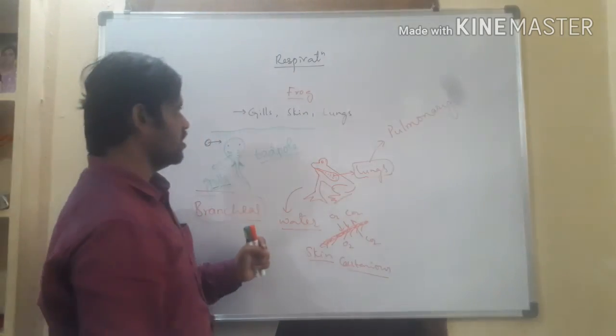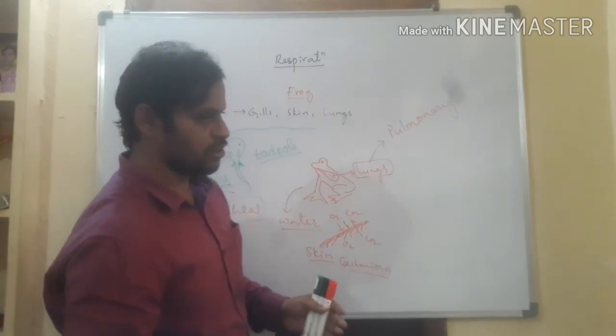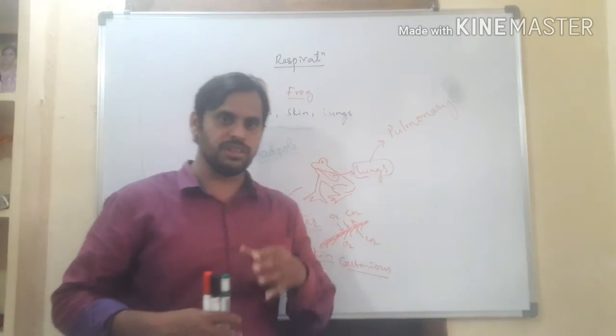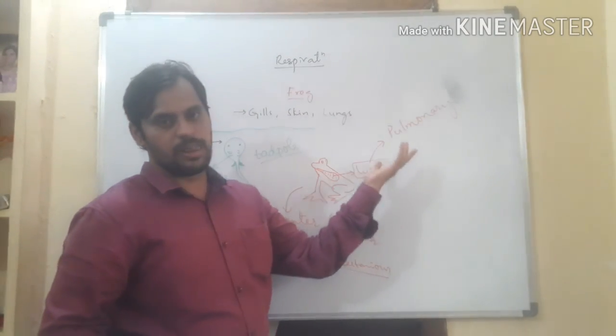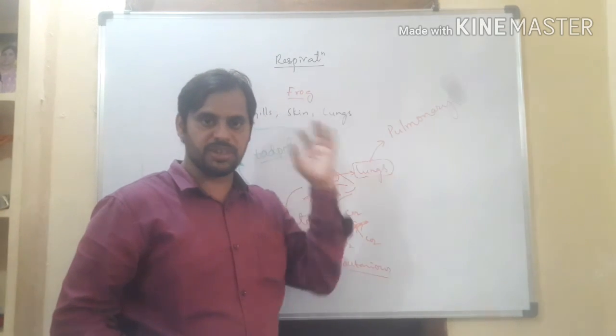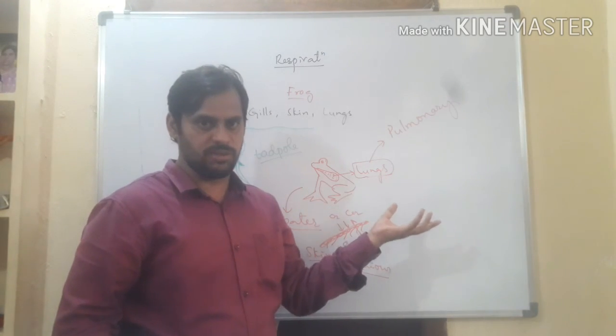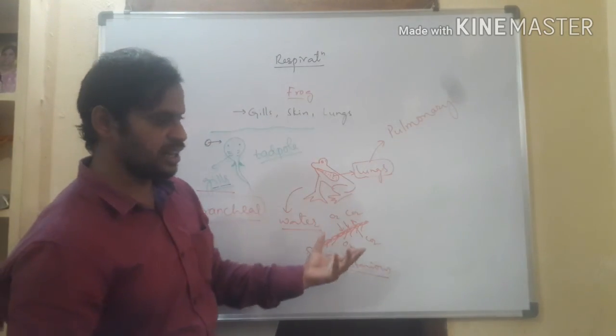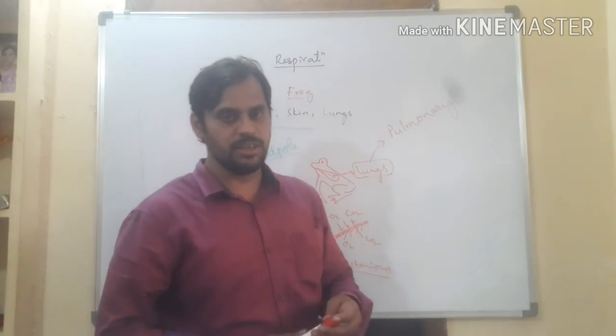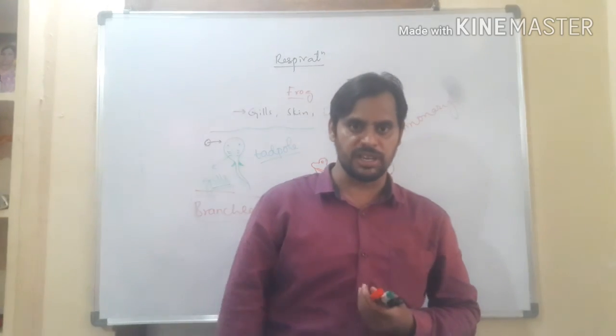So with this we are going to stop the session, and we'll continue with the cockroach and snail, and other organisms like earthworm, how they respire, in the further lesson, right? So I hope you understood the respiratory organs of different animals. If you have any doubts, you can ask me, right?